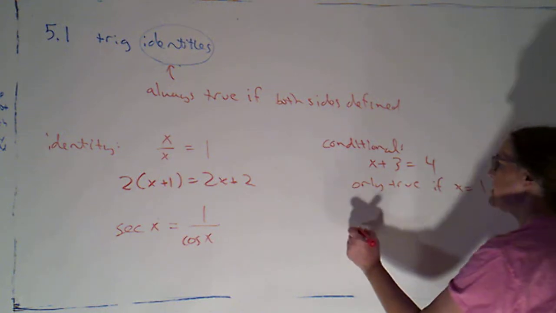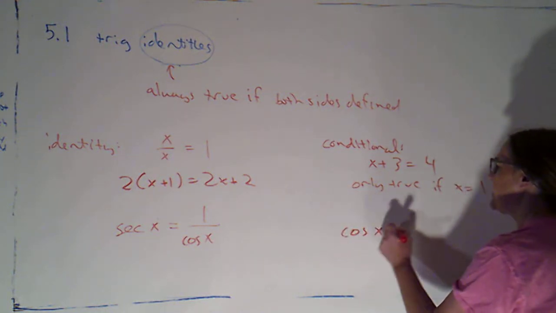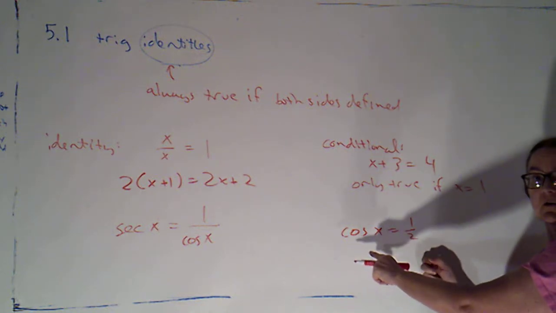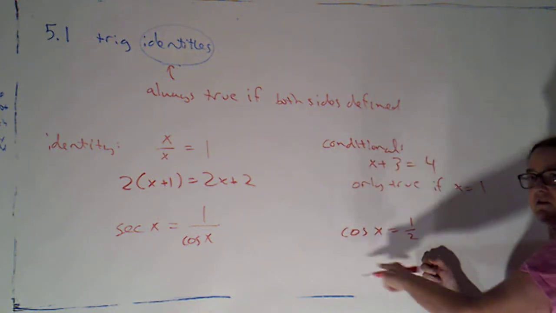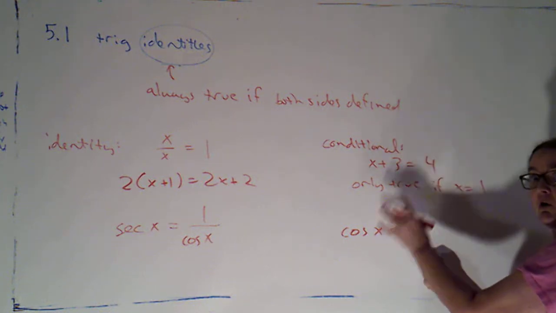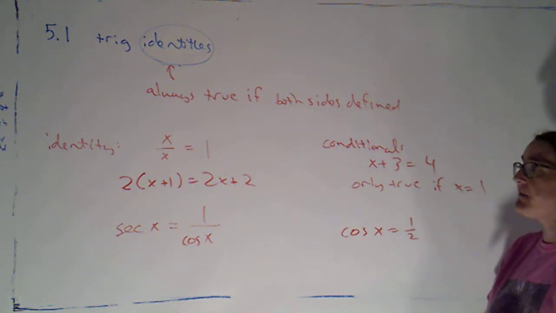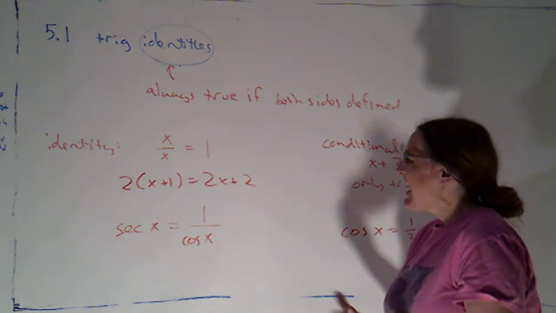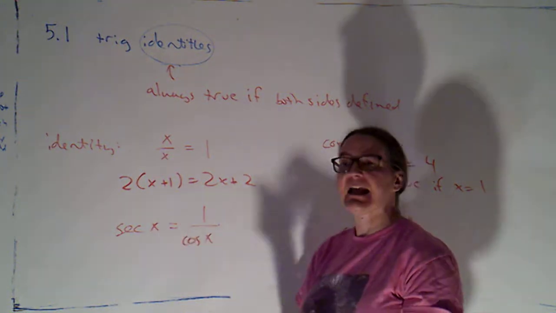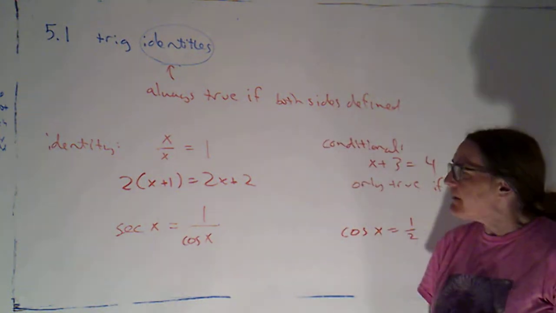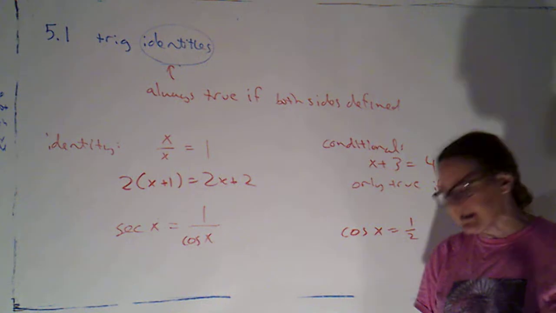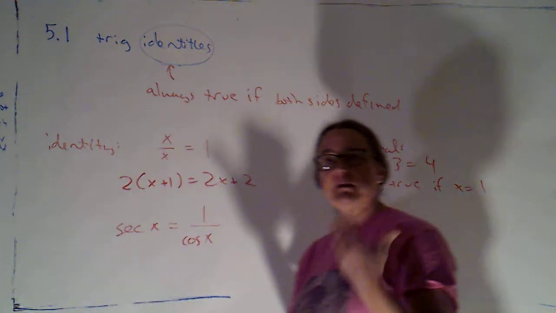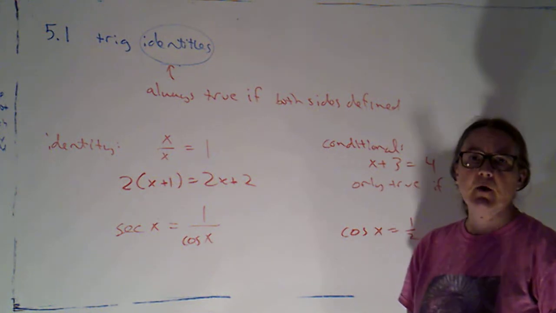That's different from a conditional equation like cosine of x is equal to 1/2. That's only going to be true for certain angles. So conditional equations are the sorts of equations that we might solve, trying to find all of the angles that make it true. Identities are things that are always true if they're defined, and they just give me options for the way I can write things. Now, having those options is why these identities are important, because sometimes being able to write something a different way makes it easier to work with.